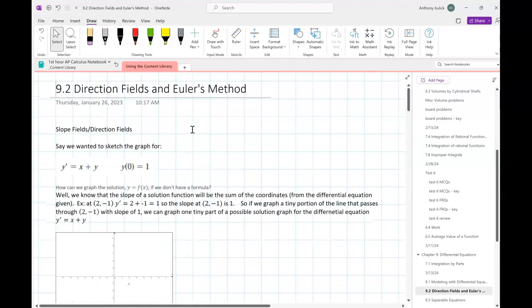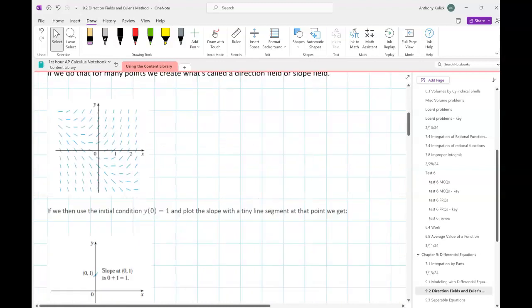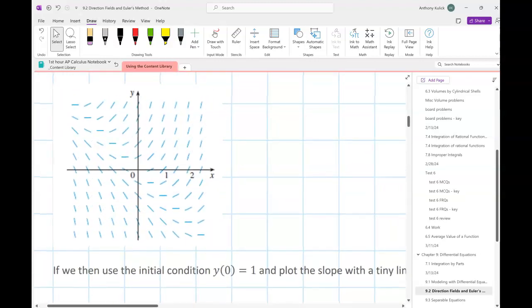Section 9.2 is about what our textbook calls direction fields, but I think the AP always calls a slope field. What a slope field looks like is something like this. What these blue lines represent is the slope of a differential equation at some point.